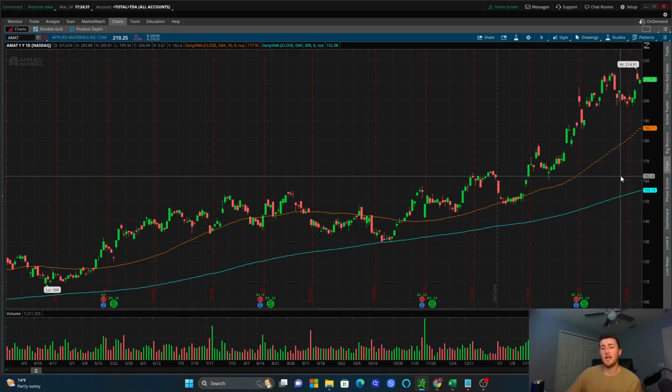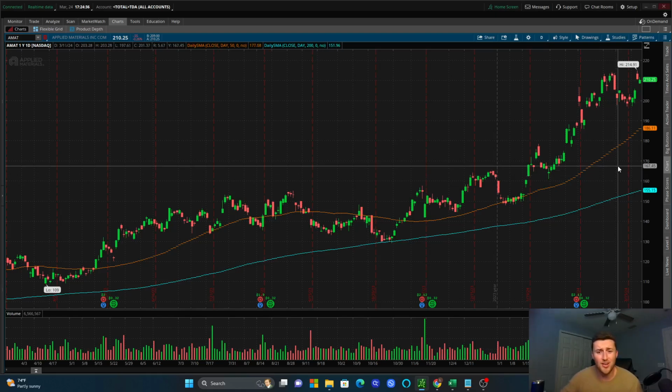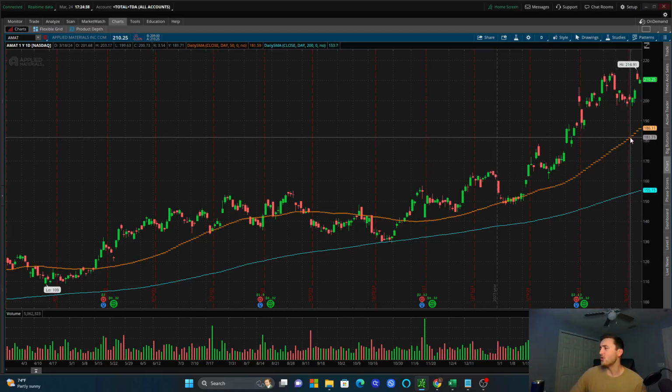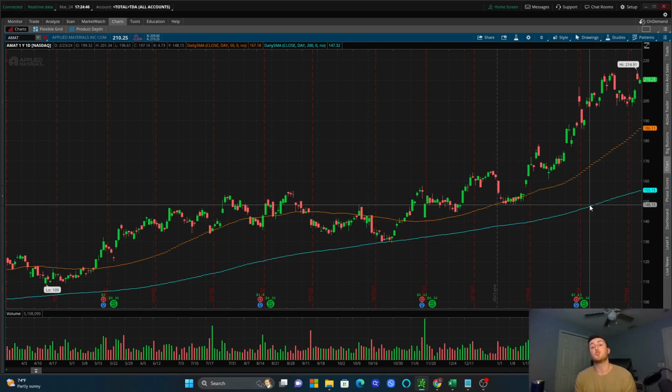Or you could just say, I'm going to hold this thing till this stock turns bearish. And then you're saying, well, how do I know when it turns bearish? Well, when this orange line starts to cross below the 200 line, that's when you know that the stock has officially turned bearish and you should only be looking for short positions. So when it comes to taking profits, that's going to be on who you are as a trader and how conservative you want to be.